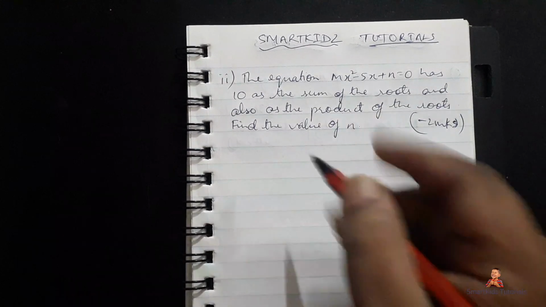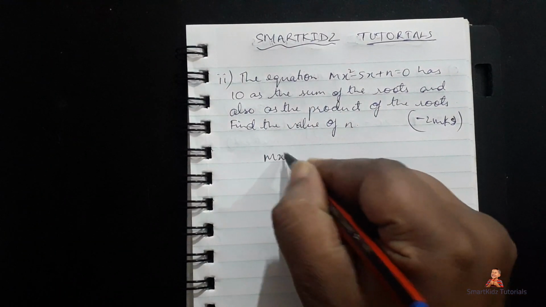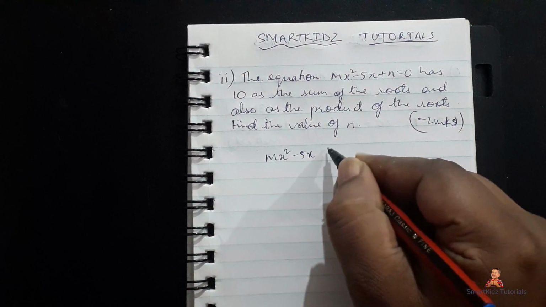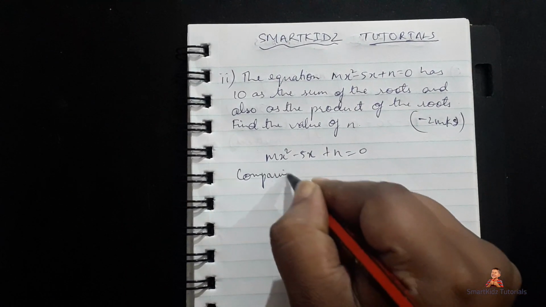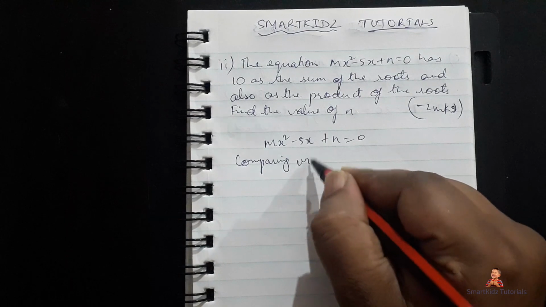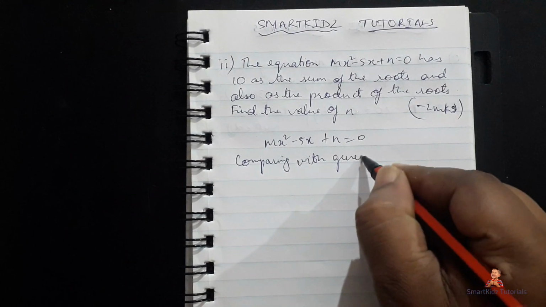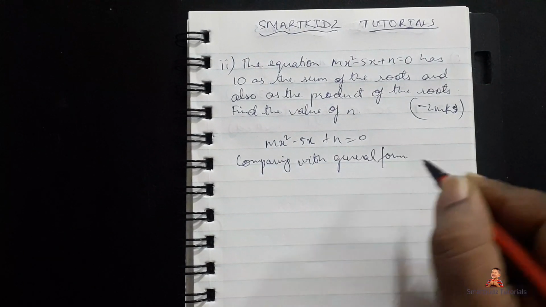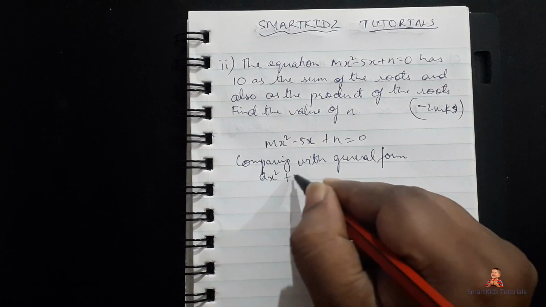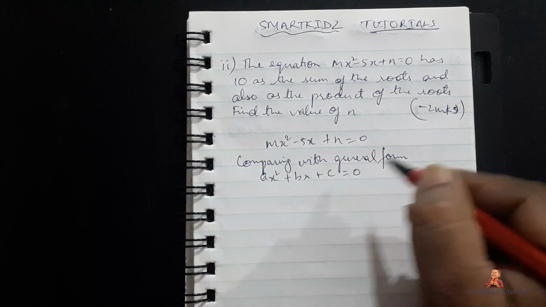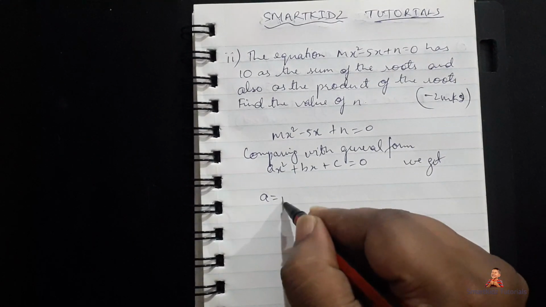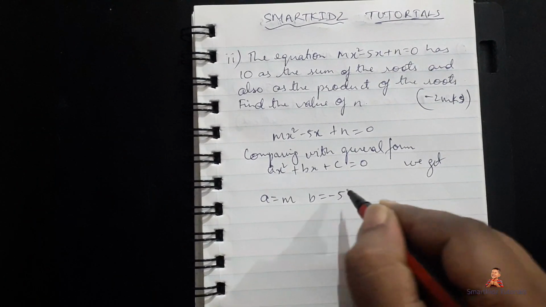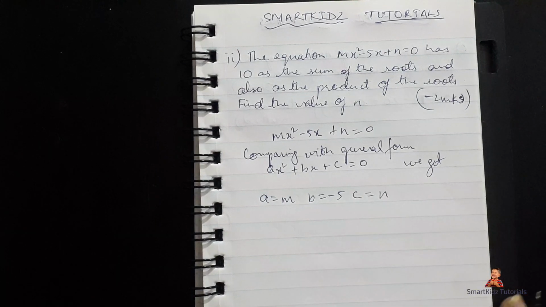Now this is given as an equation. We write down the equation first. mx square minus 5x plus n equal to 0, and comparing with the general form, that is ax square plus bx plus c equal to 0, we get a equal to m, b equal to minus 5, and c is equal to n.